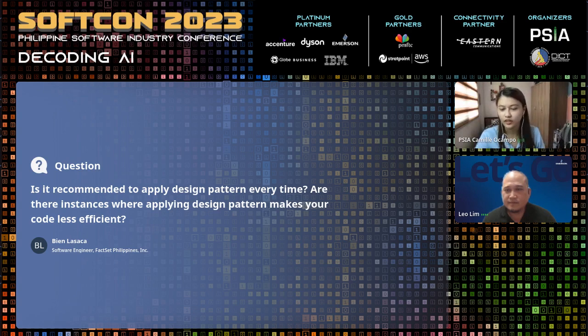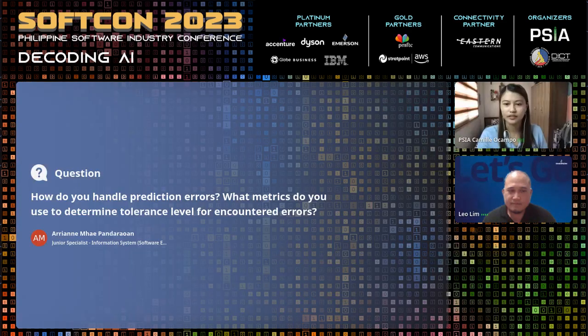All right. So again, the next question is from Miss Ariane Olet. How do you handle prediction errors? What metrics do you use to determine the tolerance level for encountered errors?